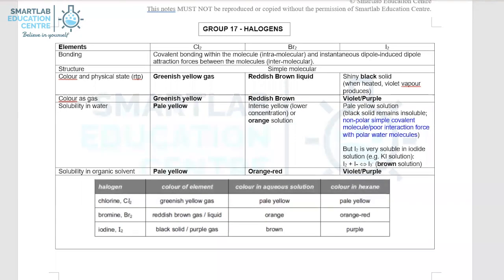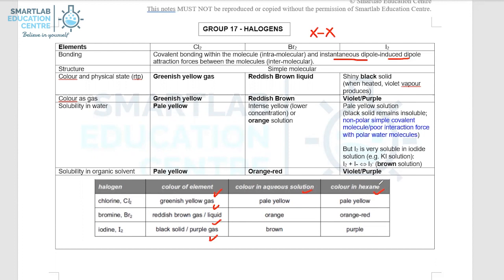Halogens. All halogen molecules are diatomic and they form a single covalent bond between each other. So therefore, it's non-polar. Therefore, the intermolecular force that we have is instantaneous dipole to induced dipole attraction force. In terms of the color at the various states, it's actually in the data booklet, so you can see the colors from here.